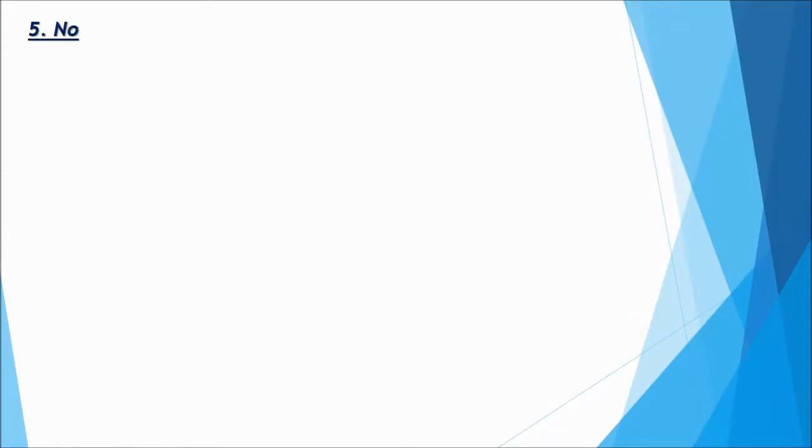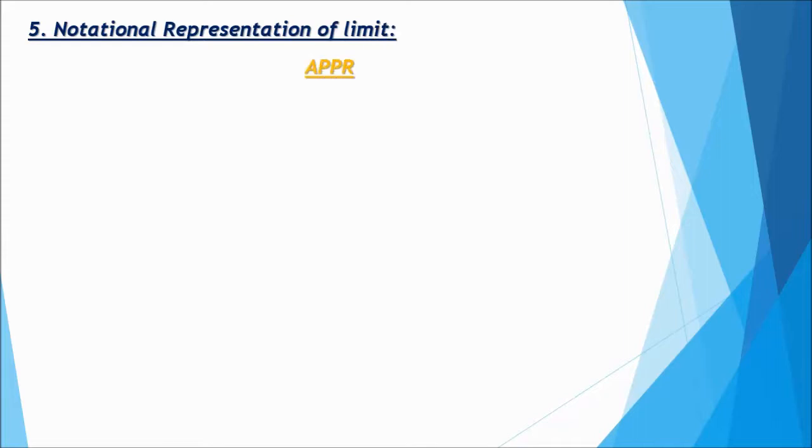Notation. Notational representation of limit. If you remember what we first learned, we learned our English word and we have used that word repeatedly. Now there is a notational representation for the limit. Now that word is approach, isn't it? Now approach has a symbol, a notational representation in limit.